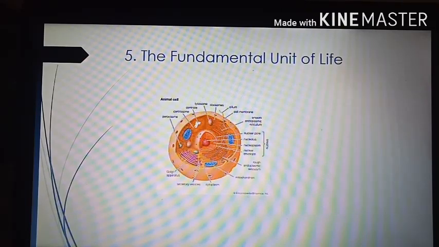We also learn what a cell is made up of and what the structural organization of a cell is. In detail, we also learn about the plasma membrane.